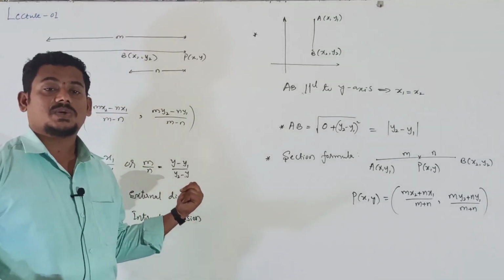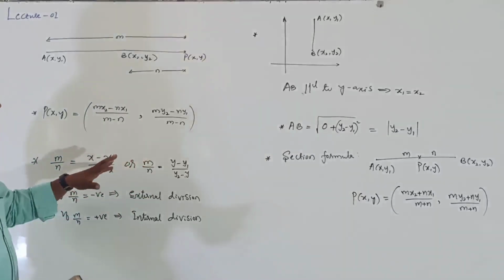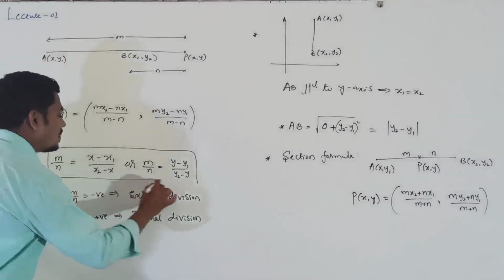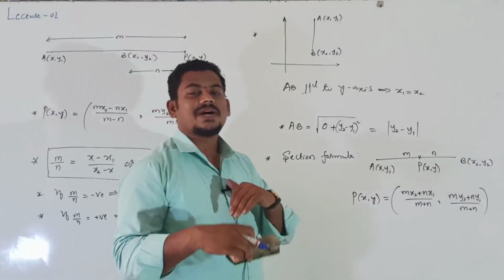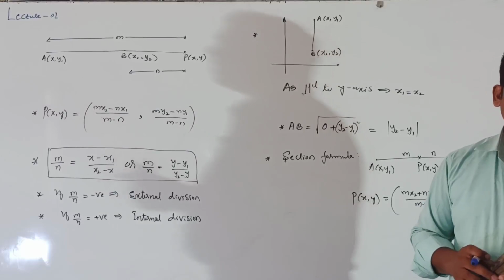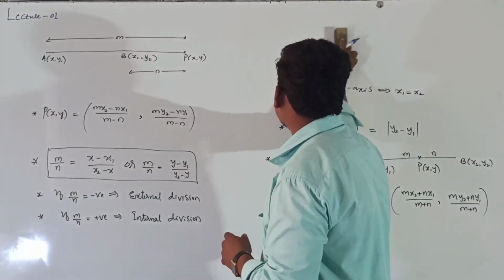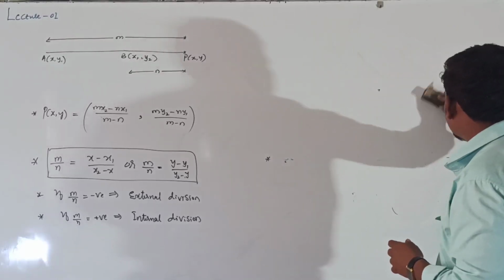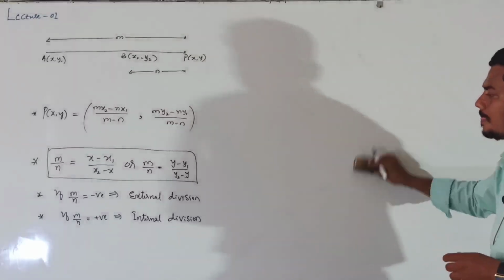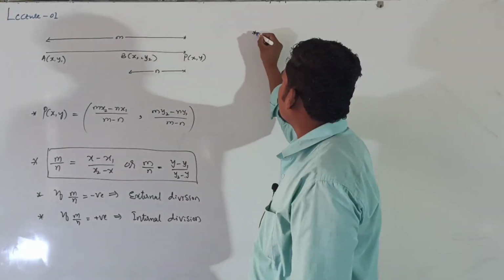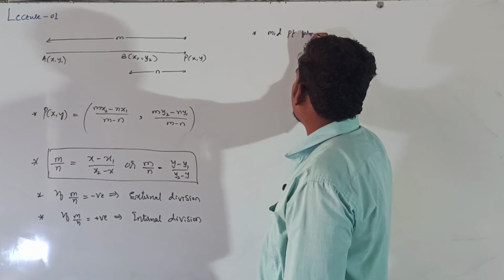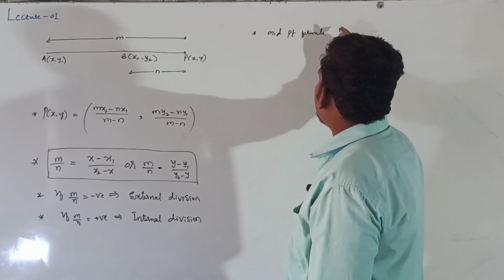Whenever they ask the ratio in which point P divides AB, then for finding the ratio you can use any one of the formulas. Already these points are given in your material, just go through it. All the points are given in your material. After that, the midpoint formula.